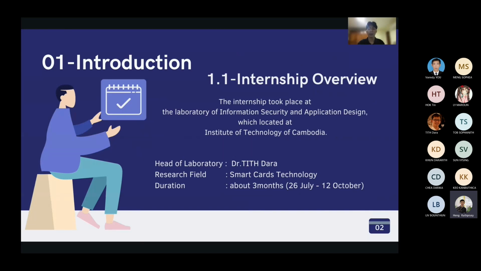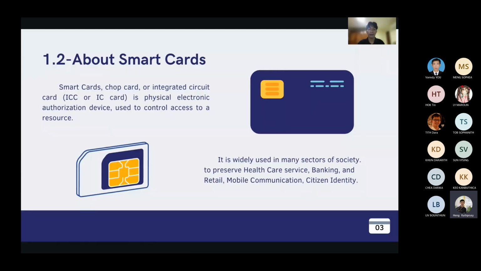For my internship overview, my internship took place at the Laboratory of Information Security and Application Design located at IDC, under the leading of the Head of Laboratory, Dr. Dara. My research field is about smart card technology, and the duration of the internship is about 3 months long. Next is about smart card.